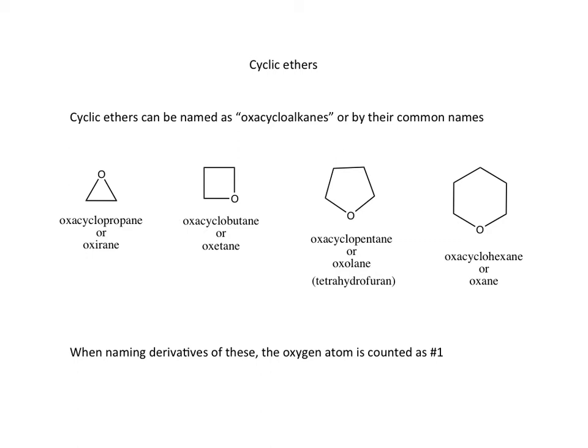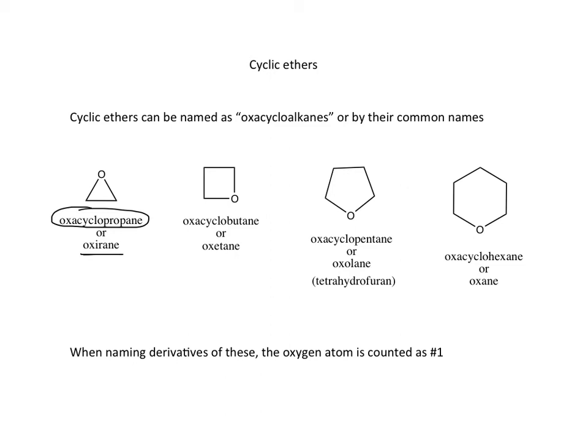Okay, then naming cyclic ethers. Cyclic ethers are probably easiest named as oxacycloalkanes, where you just put in the number of atoms in the ring. Or you could memorize their common names and use that too. I don't care which one you use on the test or on homework, be able to recognize both. Looking at the 3-membered ring, this could be, since it's 3 atoms, oxacyclopropane. Its common name is oxirane, or sometimes we'll just call it epoxide.